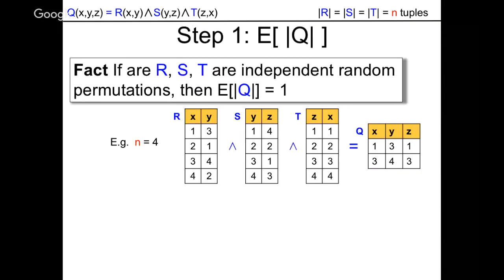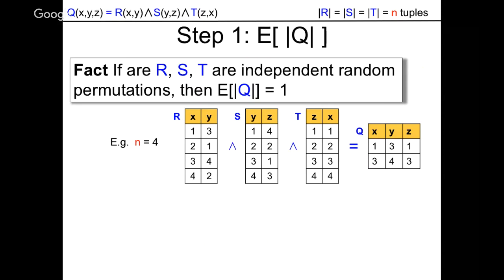Okay, so let's start with a simple exercise. R, S, and T are 3 random independently chosen permutations. Oh, I gave it away. I wanted to ask you, what is the number of expected triangles if we randomly choose 3 permutations R, S, and T? Well, it says here, it's 1. But you know, for people in this room, it's a matter of a simple exercise. For many people, it's a little bit surprising.